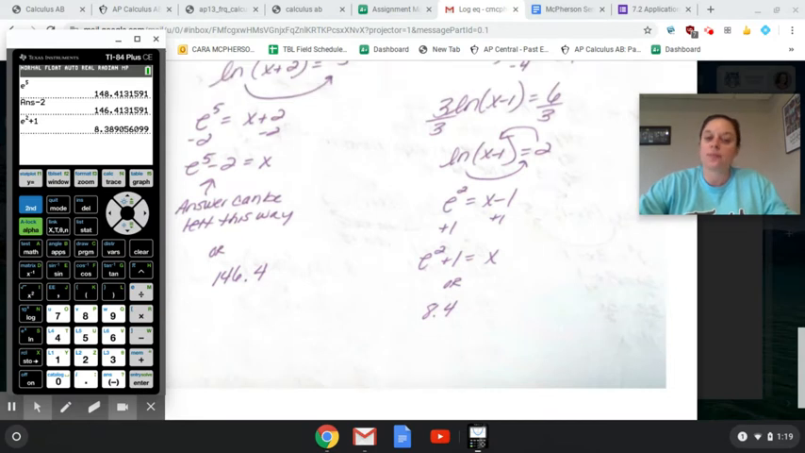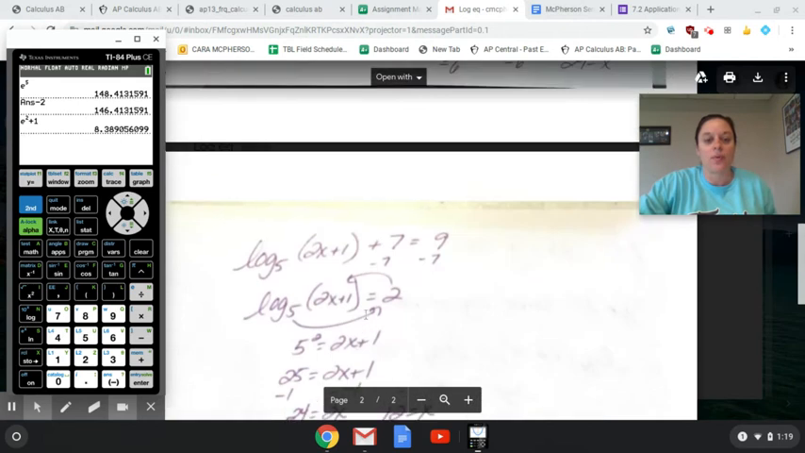So those are the two types you're going to be asked to do. Your first type is very quick, very short, those logs just cancel, just disappear. And your second type takes a couple of steps. Again, you want to make sure you have those steps written down.